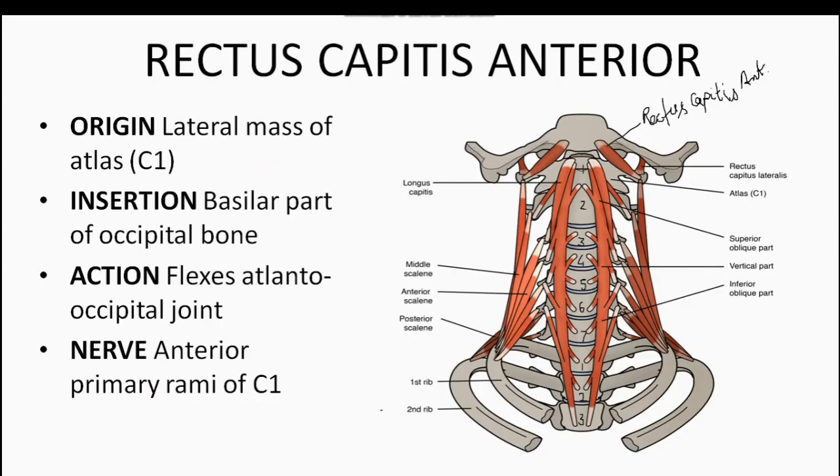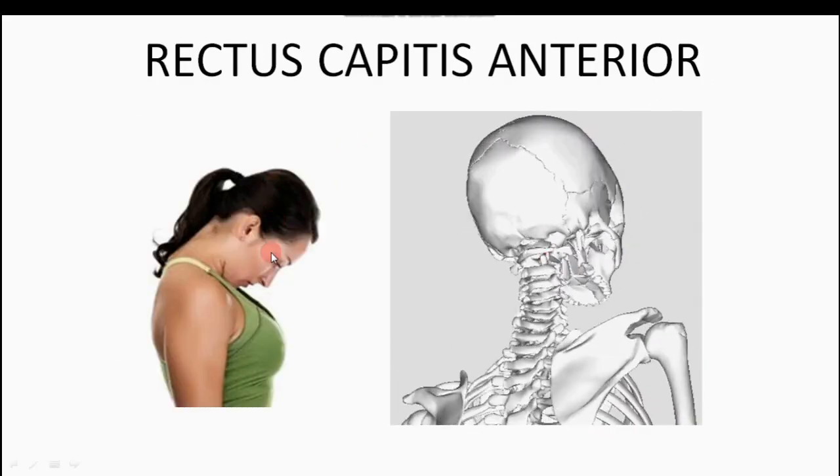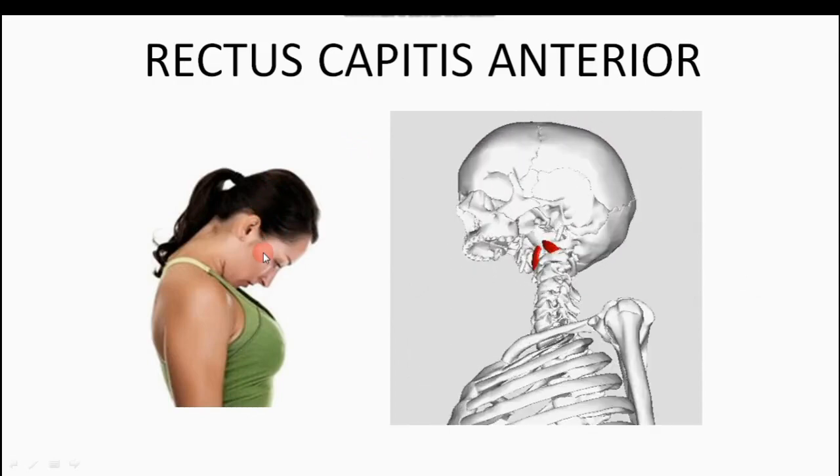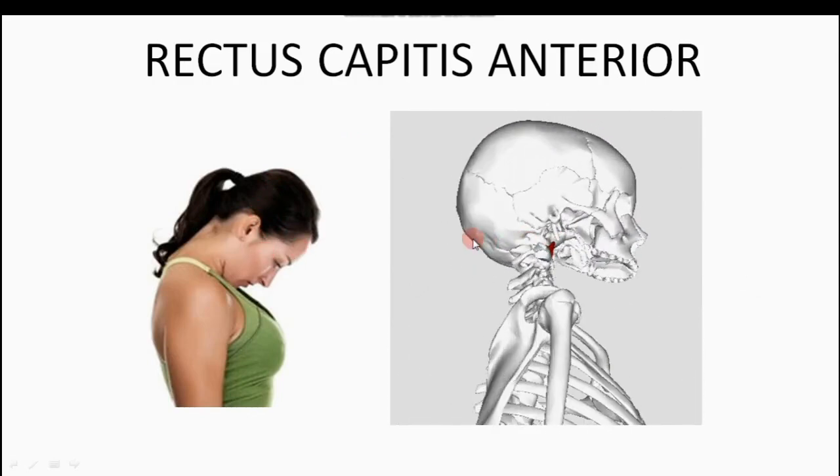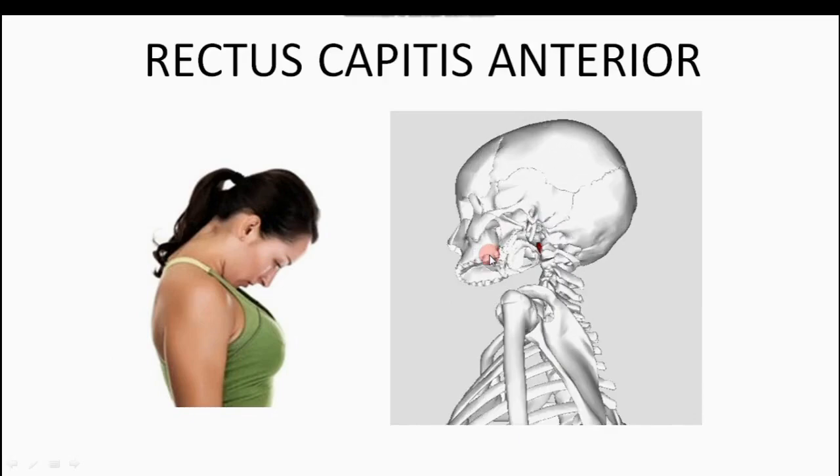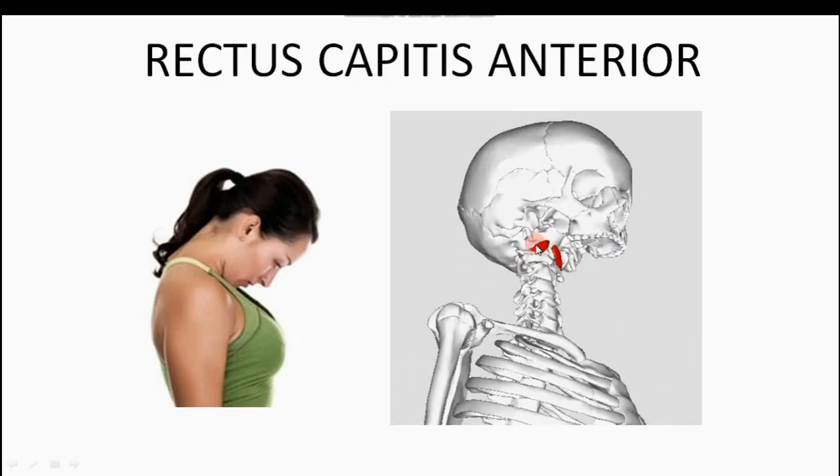See, this is what I was talking about, this basilar part of the occipital bone. Clear? You can see it in this, and the action is flexion at the neck. Here is the basilar part of the occipital bone. You can see.